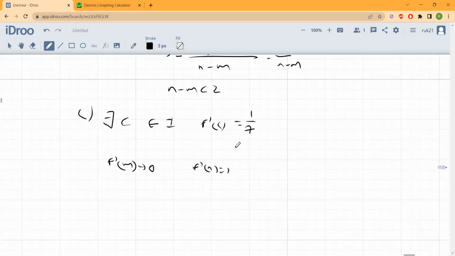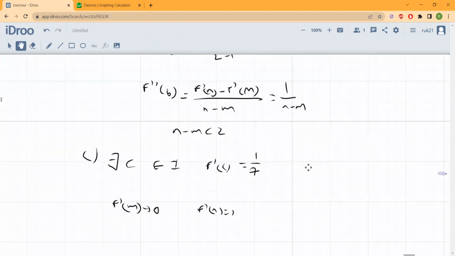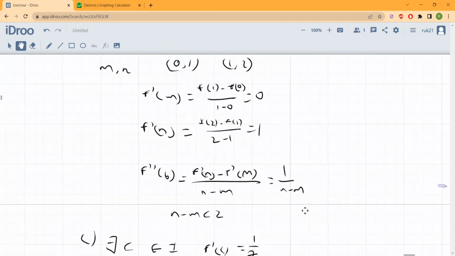Using the intermediate value theorem, we know that from 0 to 1, it has to cross all the values, which then in fact will cross 1 over 7. That's how we can guarantee that f prime at C at one point will in fact equal 1 over 7. Okay? I will just give us 3 seconds to enjoy ourselves after that hard work.